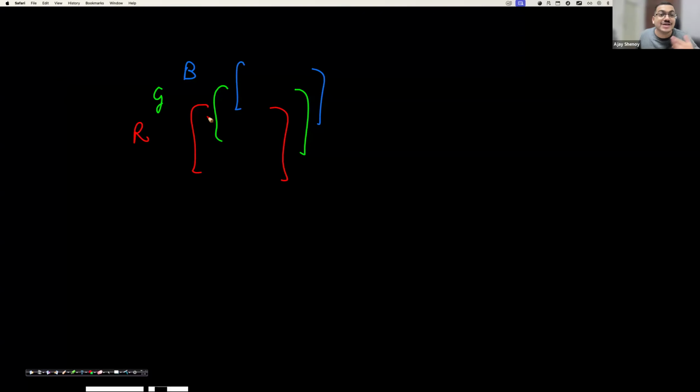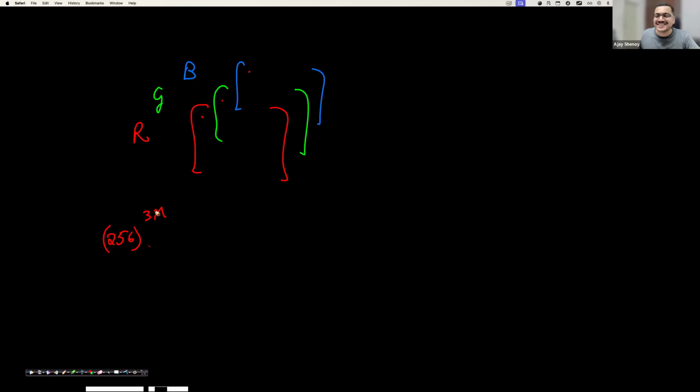How many images can you make? Well, each of these slots can be filled in 256 ways, right? So it is 256 into 256 into 256 like that, to the power what? 3 million, right? So it's essentially 256 power 3 million. Why 3? Because RGB, each pixel has 3 values. So 256 power 3 million.